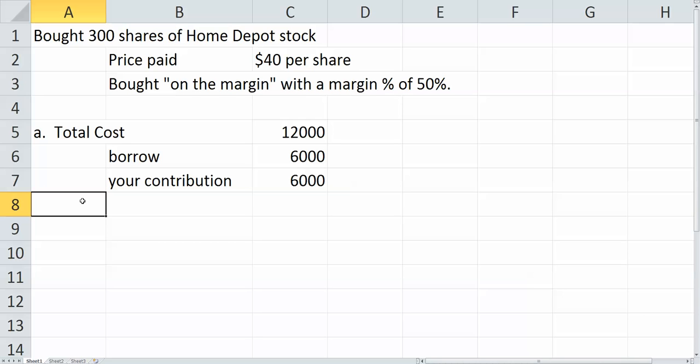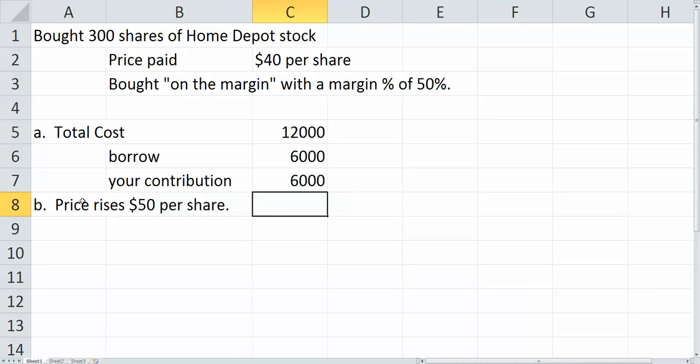Part B asks what would happen to your investment if the price rose to, let's say, $50 a share. Essentially, you own 300 shares of Home Depot, and now each share is valued at $50. So the total value of your Home Depot investment is $15,000.